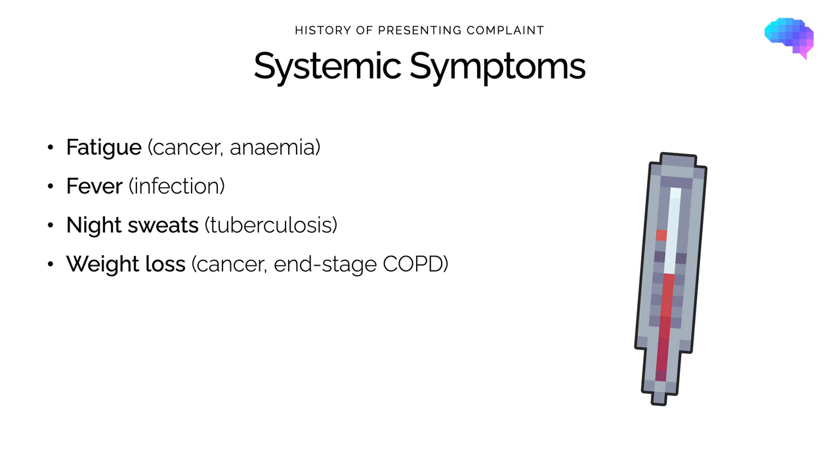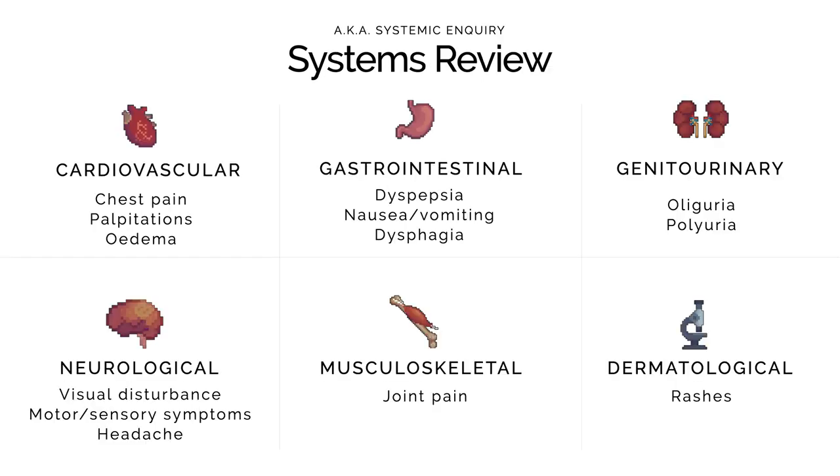Our last set of symptoms are systemic symptoms. These include things such as fatigue, fever, night sweats, and weight loss. The presence of these symptoms is suggestive of a more serious underlying disease process, for example, an underlying cancer causing fatigue and weight loss. The last step is to think about performing a systems review, also called a systemic inquiry.